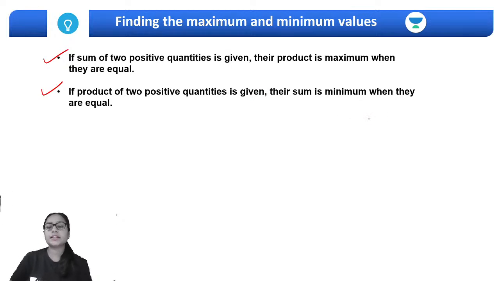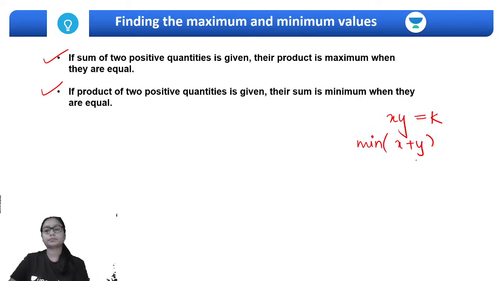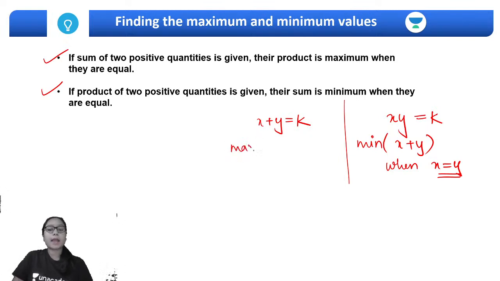Suppose it is given that there are two numbers x and y, and their product is some constant, then you have to find the minimum of x + y. This sum of the two numbers x and y is minimum when x is equal to y, when their product is a constant number. Similarly, when you have two positive numbers x and y such that their sum is given to be some constant k, then the maximum value for their product is when x is equal to y.